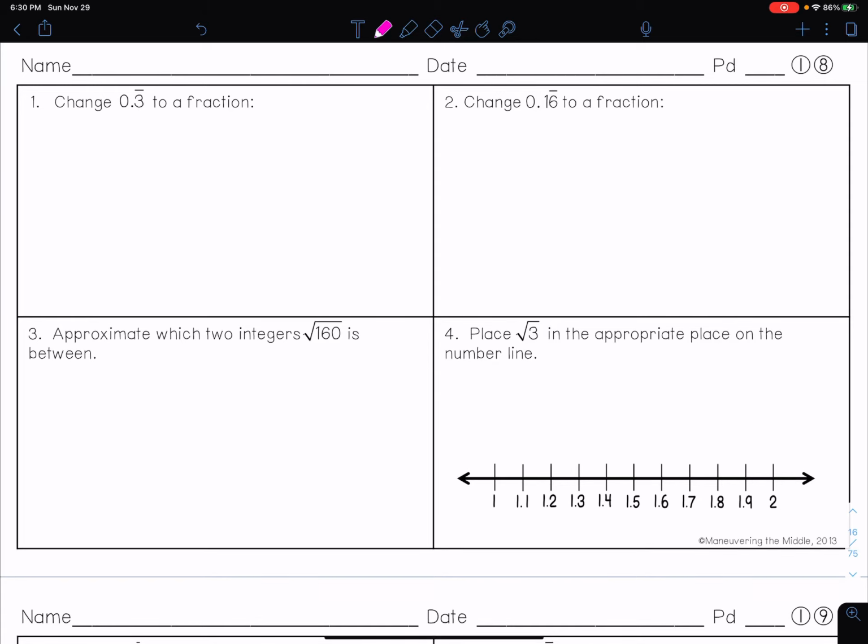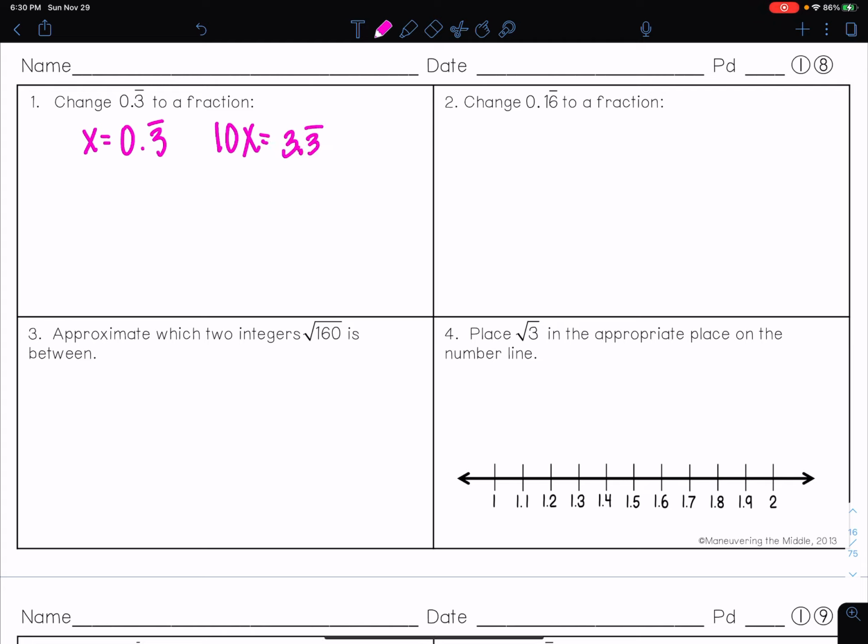Bellwork 18. Number 1, change 0.3 repeating to a fraction. Go ahead and set 0.3 repeating to x. Then you need to identify where my decimal stops repeating. It stops repeating at the tenths place. So I'll multiply both sides by 10.